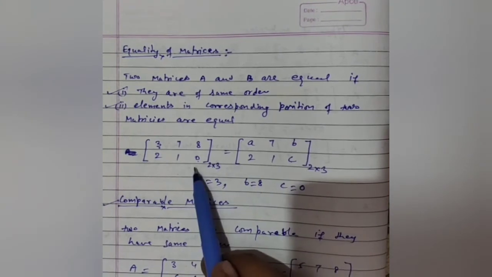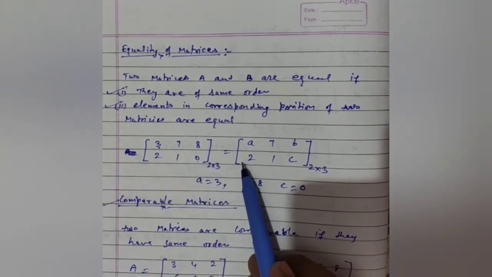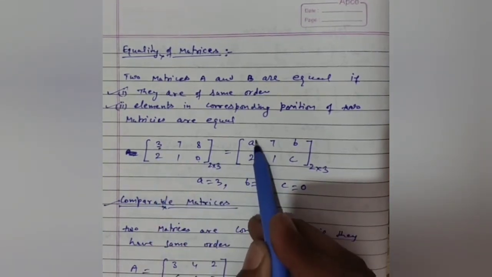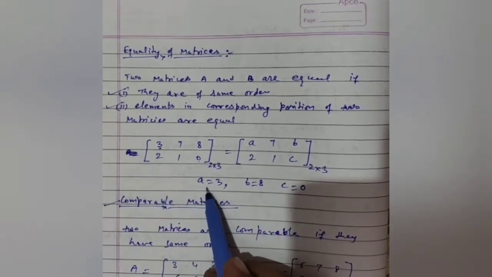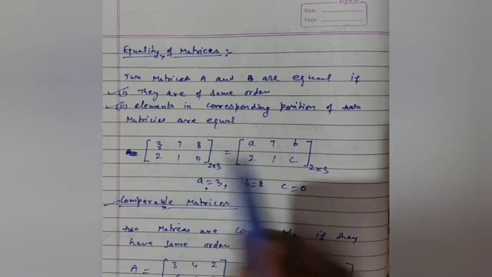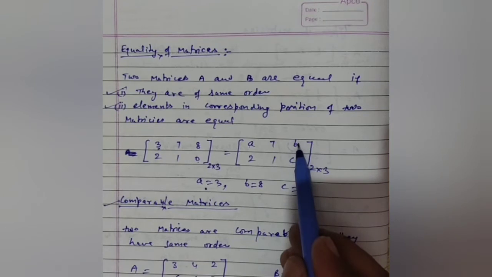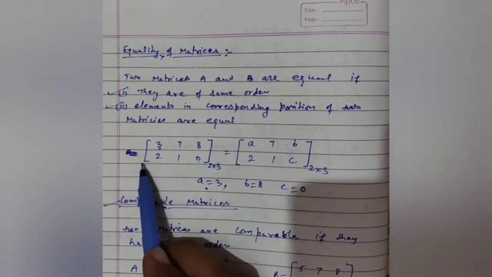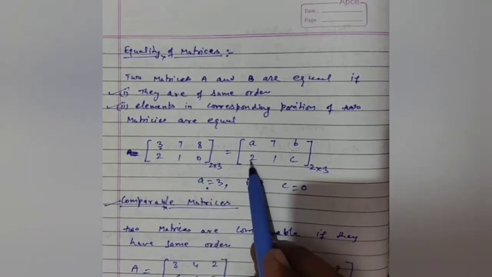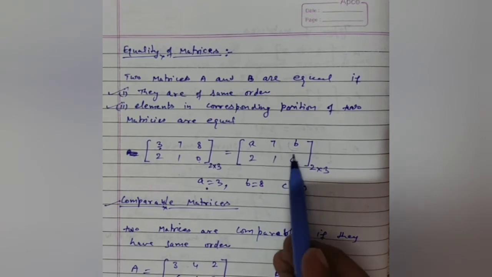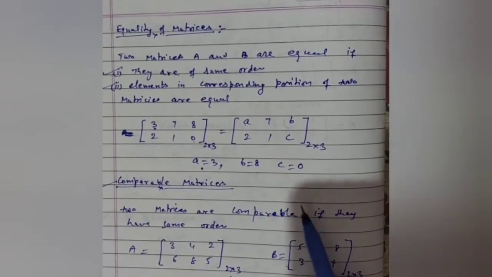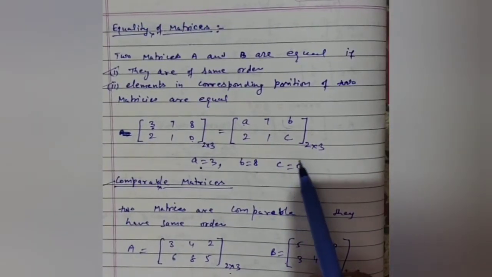Both matrices are equal, so the elements on their corresponding positions are also equal. In this matrix, the 1 1 position is 3. In this matrix, the 1 1 position is a, so a is equal to 3 for equal matrices. In this matrix, the 1 3 position is 8, and in this matrix the 1 3 position is b, so b is equal to 8. In this matrix, the 2 3 position is 0, and in this matrix the 2 3 position is c, so c is equal to 0. For equal matrices, elements on corresponding positions are equal and they have the same order.